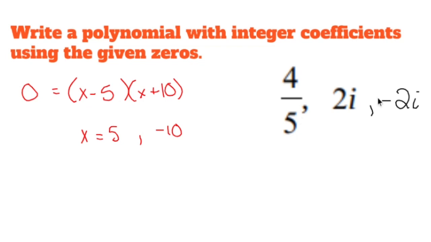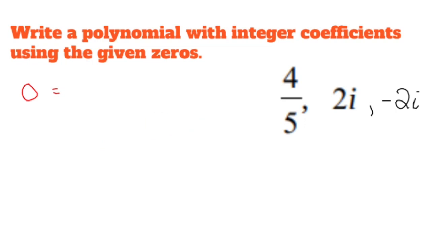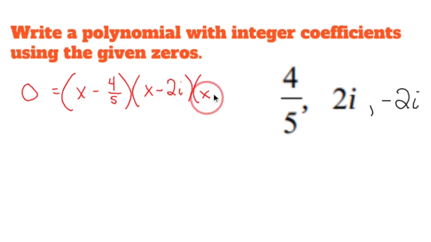Well, now I have the roots, so I should be able to do this, throw opposite symbols in front of these and throw them in the parentheses to get a similar idea. So what I'm going to do is write out x minus 4/5, x minus 2i, and x plus 2i.